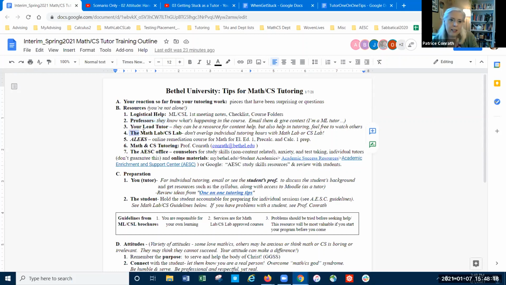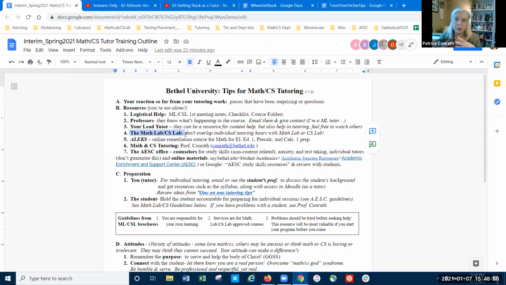This next one, MathCS lab, this is mainly there so you remember to not forget, if you're working individually with a student, to use both of those resources in tandem. We won't even give a student an individual tutor unless they have tried MathLab or CS Lab for a while and they found that that's not enough help. There's a lot of other things that go into that decision, including the prof has to agree that that's a good idea for that student.